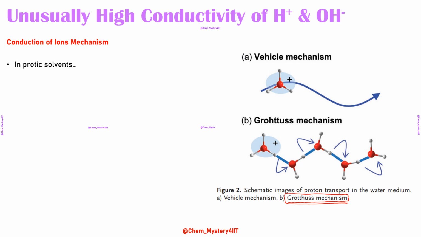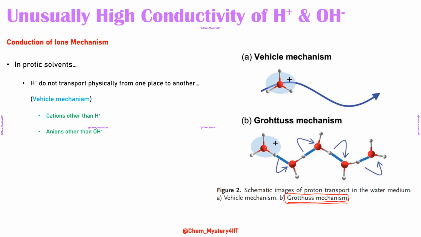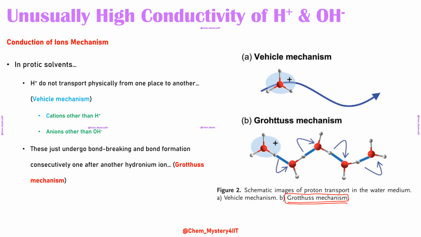So conductance of ions follows two different kinds of mechanisms. The first one, the vehicle mechanism, is followed by all the cations and anions other than H plus ions and OH minus ions. The only ions which follow Grotthuss mechanism are H plus and OH minus ions, and that too in the presence of any of the protic solvents. A protic solvent has to be present, and only then is this kind of mechanism, Grotthuss mechanism, possible. That spelling should have been Grotthuss. Okay, this one is the correct spelling.